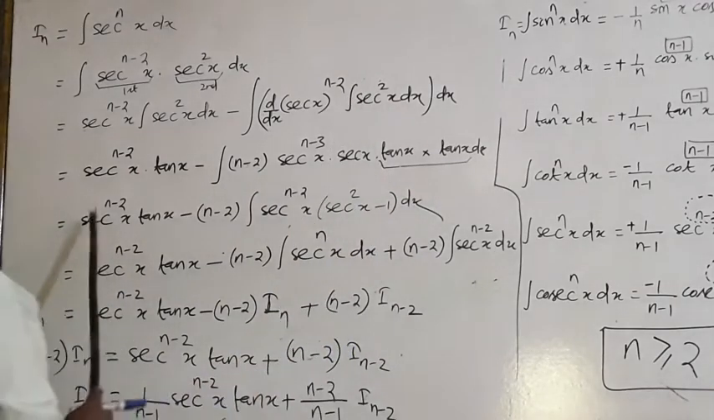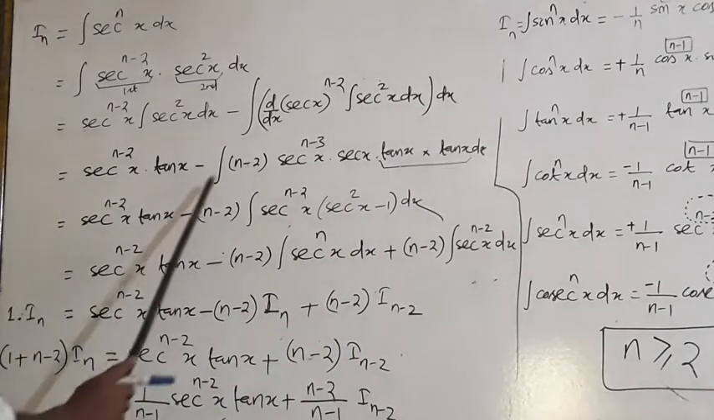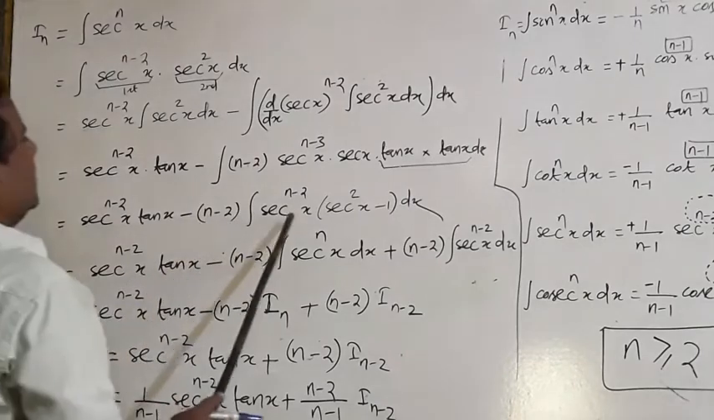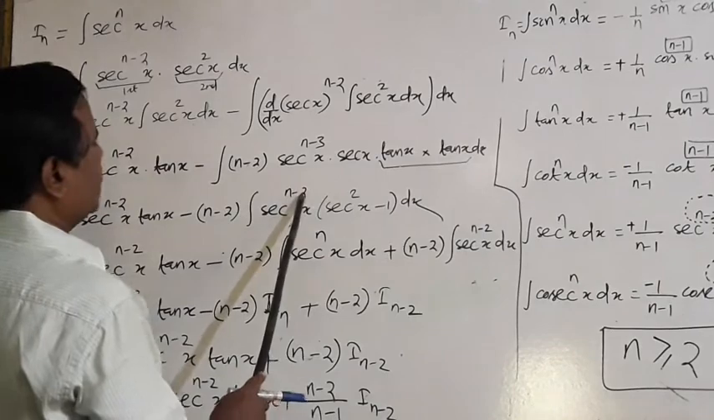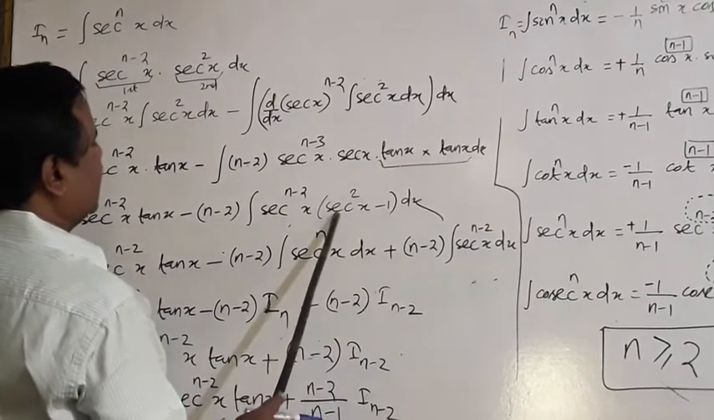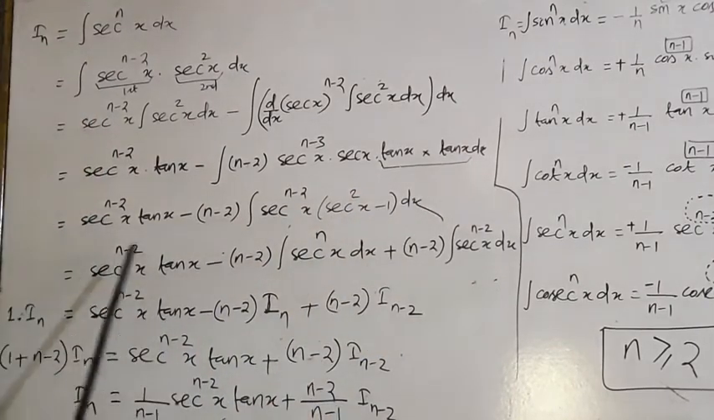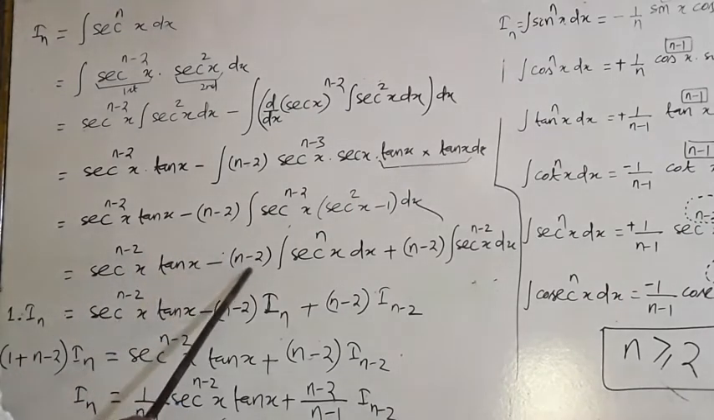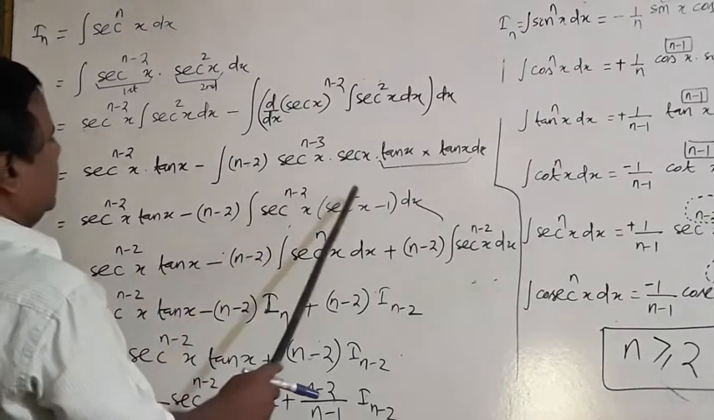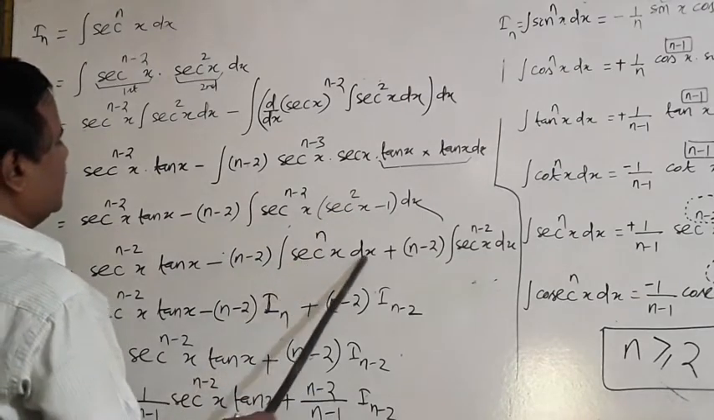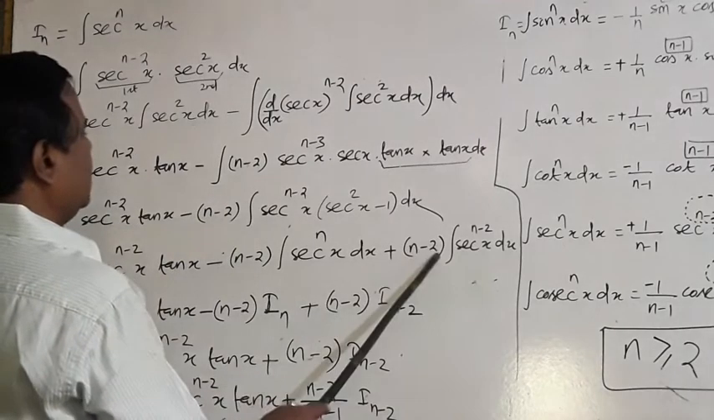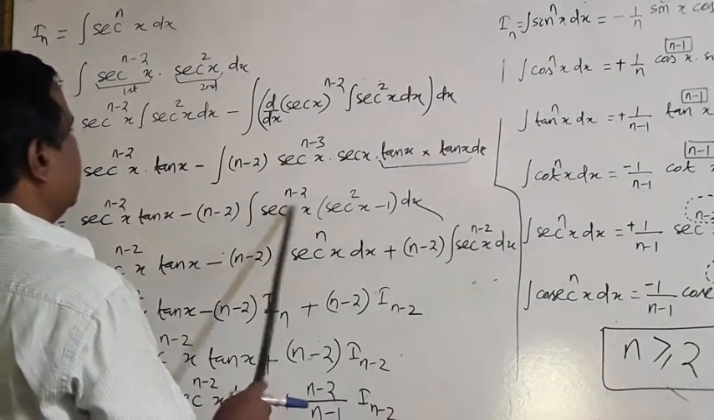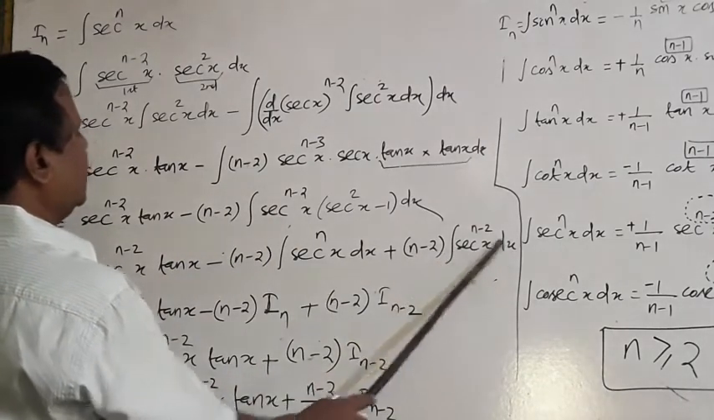Okay. Now it is sec power n minus 2 into tan x minus n minus 2 sec power n minus 3 sec power 1. It is sec power n minus 2, it is tan x, it is sec square x minus 1. Then what you have to do? Sec power n minus 2 into tan x minus n minus 2 sec power n minus 2 into sec square x, that is sec power n x dx. Minus minus is plus, n minus 2 sec power n minus 2 x dx.